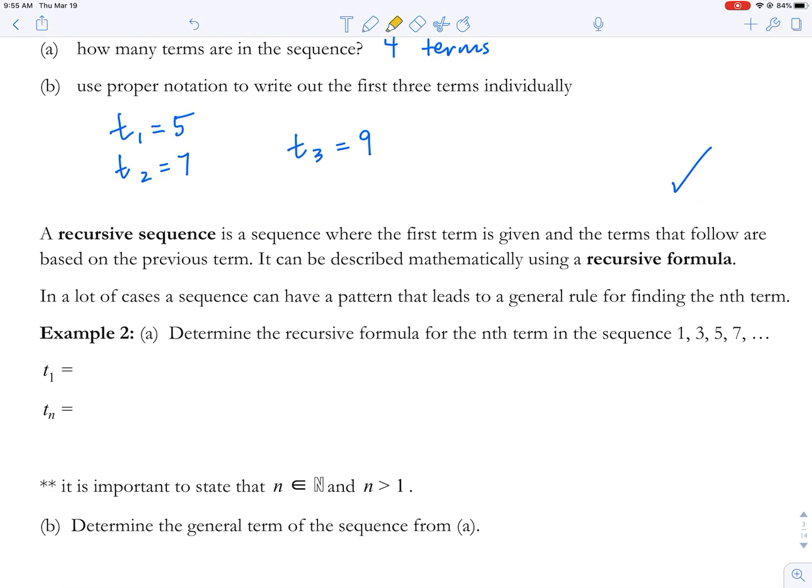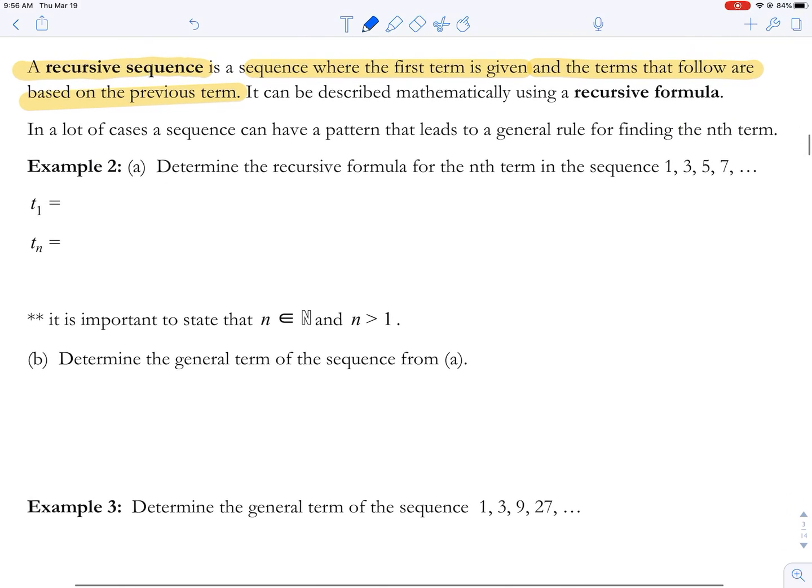Back to another definition. A recursive sequence is a sequence where the first term is given and the terms that follow are based on the previous term. The best way to show you what this means is with an example. So with example 2, determine the recursive formula for the nth term in the sequence 1, 3, 5, 7. First thing we need to figure out is the first term. So T1, the first term in this sequence, is just 1. And then it says terms that follow are based on the previous term.